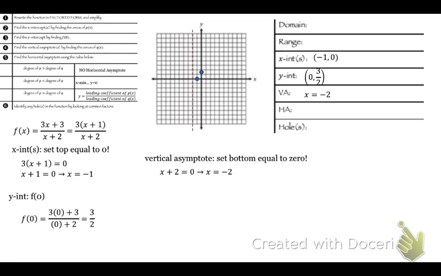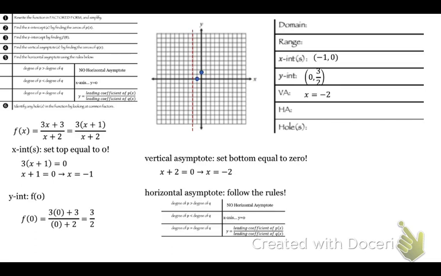That's going to be that right there. Now my horizontal asymptote, that's when I'm going to follow the rules. So if I look at the top, the degree on top is 1. The degree on bottom is also 1. So that's going to be leading coefficient over leading coefficient.